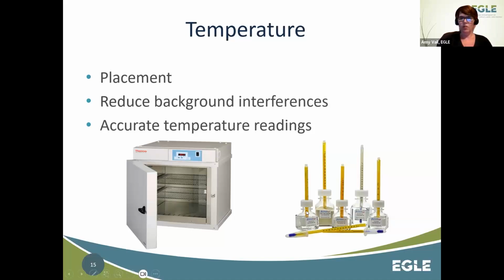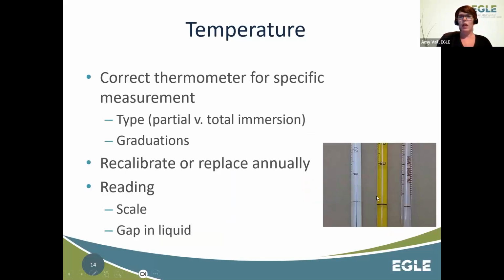So they're in this liquid or the sand, and they're in the unit that you're taking the temperature of, and so you have less fluctuations. But you can't always have that happen. Like your water baths, most of the time you can't immerse the whole thermometer in there, so you would have a partial immersion thermometer for most of those.